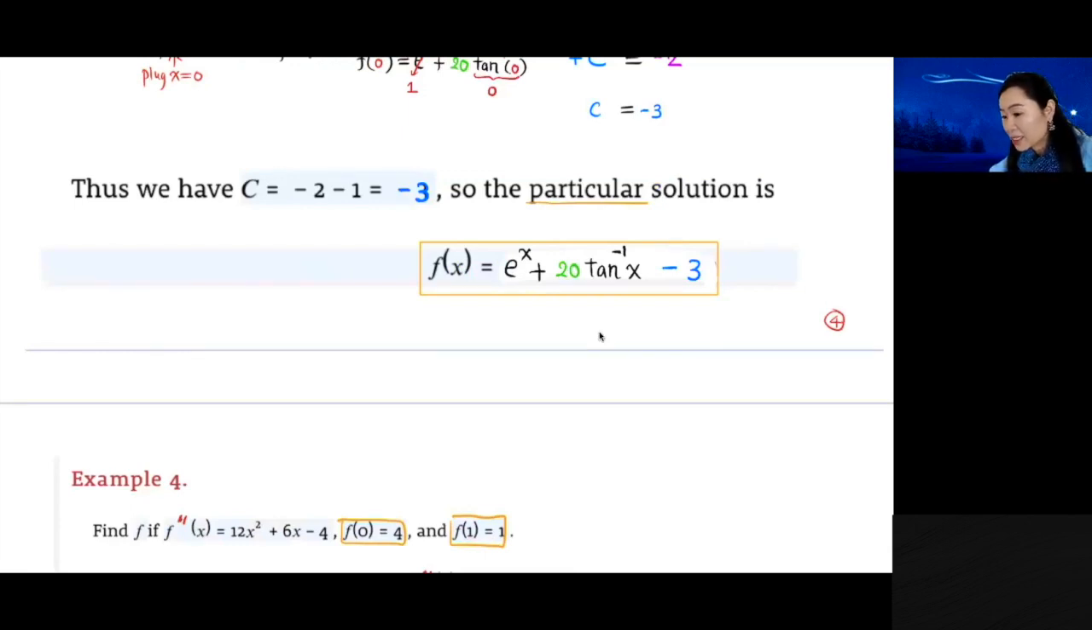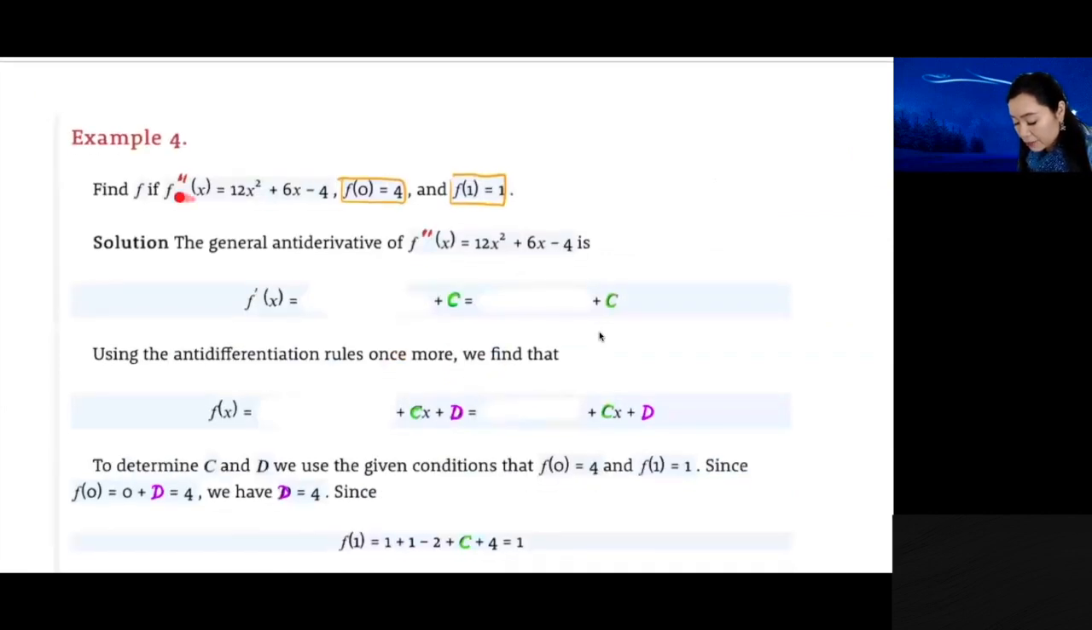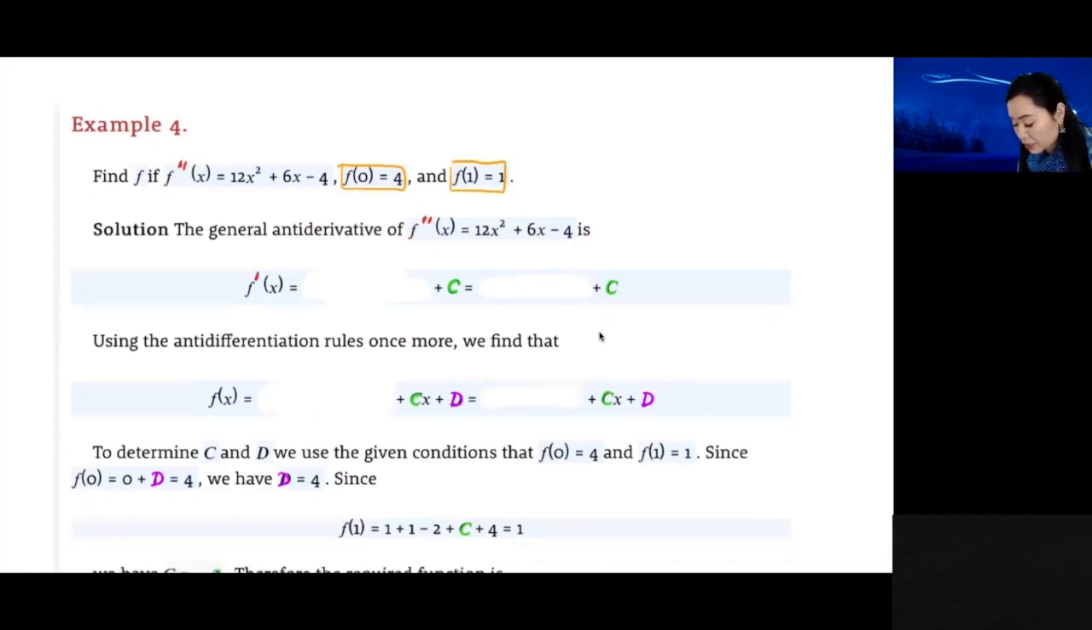Let's look at the next example. This one over here, they give you the second derivative, and they give you two initial conditions. f of 0 equals 4, f of 1 equals 1. So you need to figure out those constants. Okay, use that information. So start with the second derivative, then we can get to the first derivative. So if I take the antiderivative of this second derivative, I will get the first derivative, right? So what's the antiderivative of this?